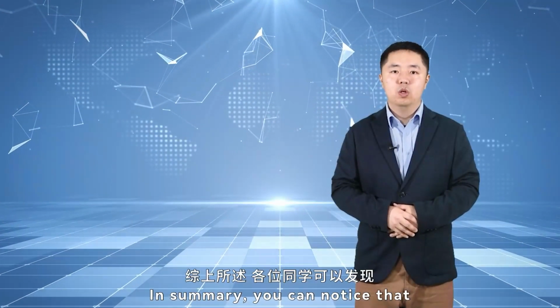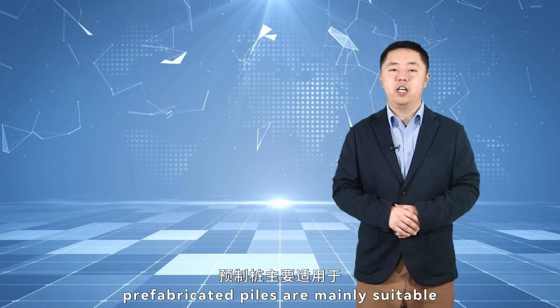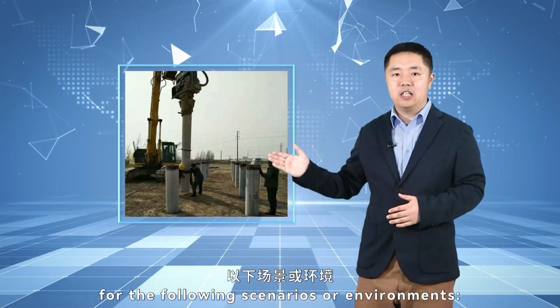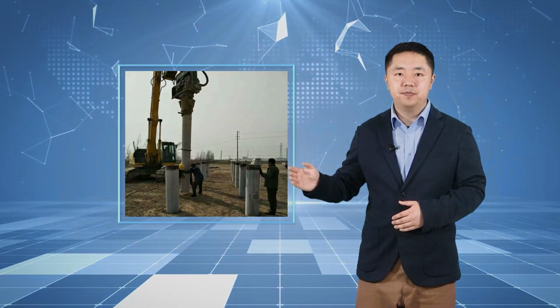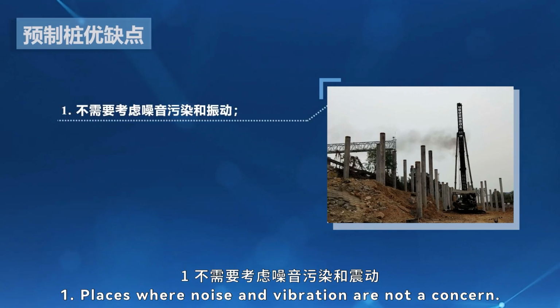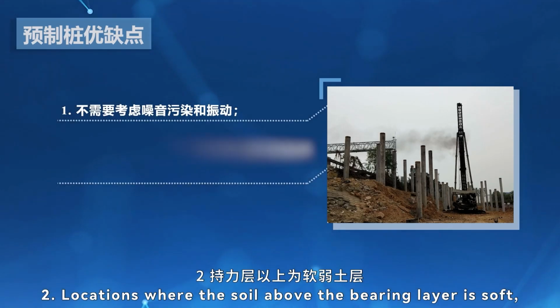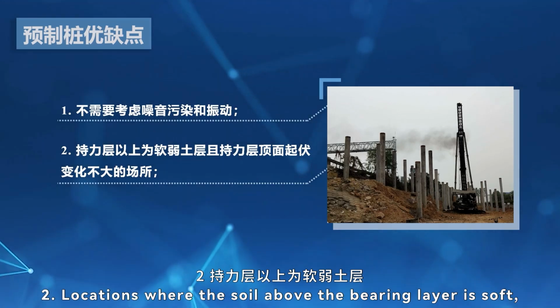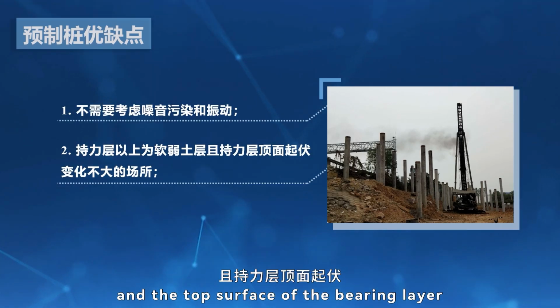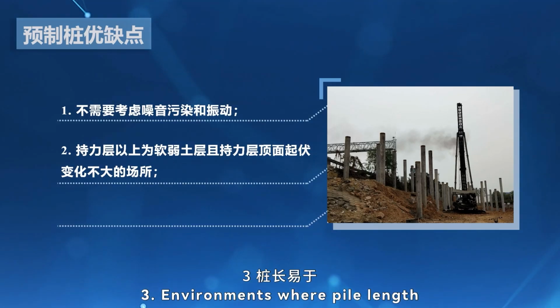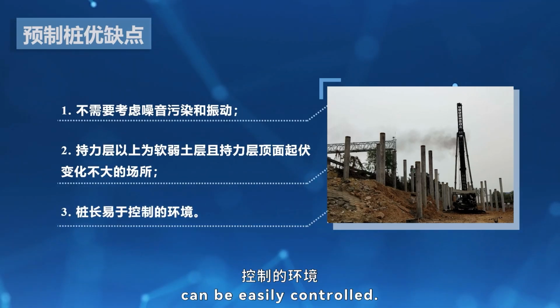In summary, you can notice that prefabricated piles are mainly suitable for the following scenarios or environments. 1. Places where noise and vibration are not a concern. 2. Locations where the soil above the bearing layer is soft and the top surface of the bearing layer has minimal variation. 3. Environments where pile length can be easily controlled.